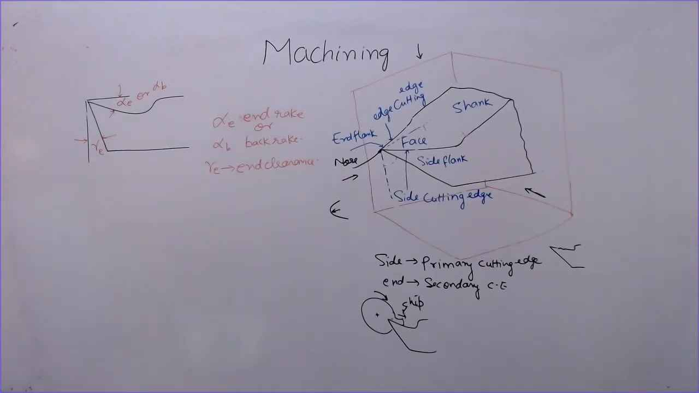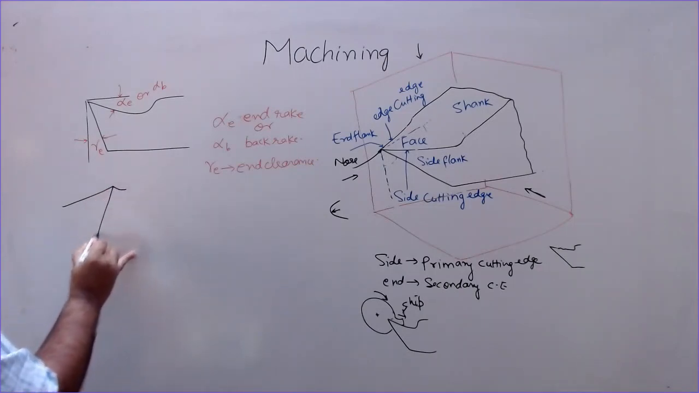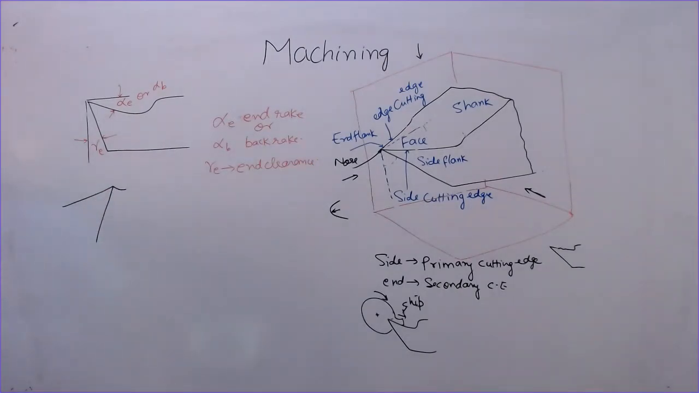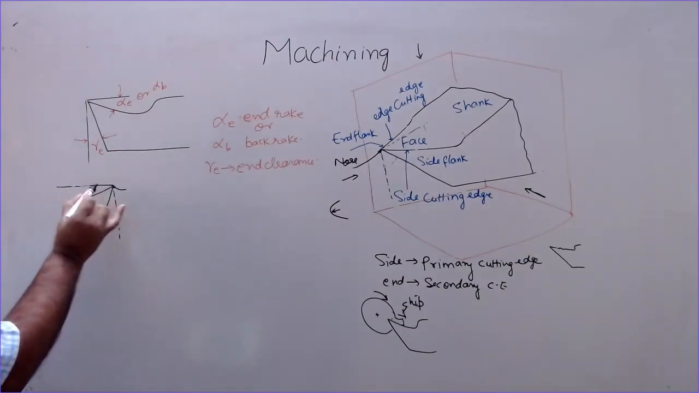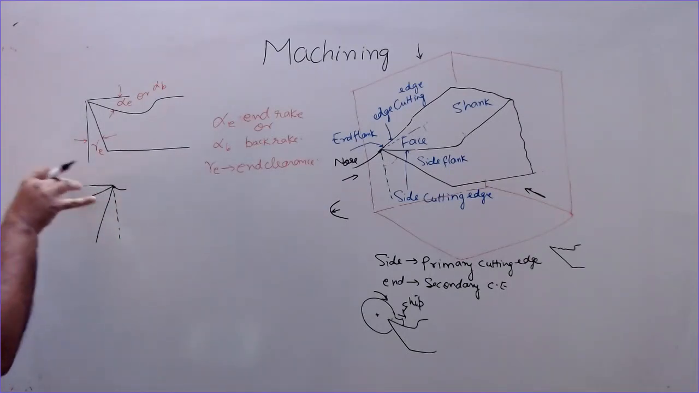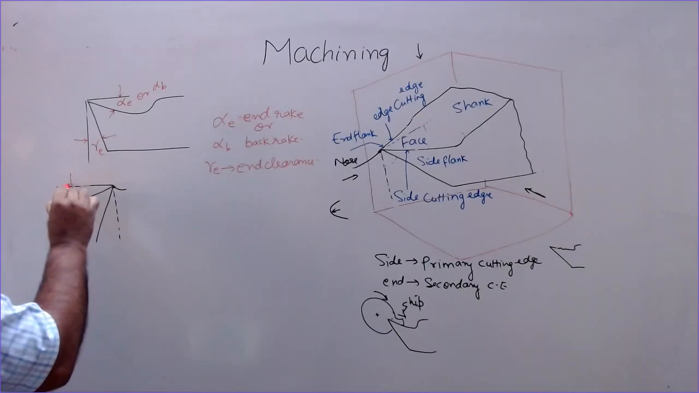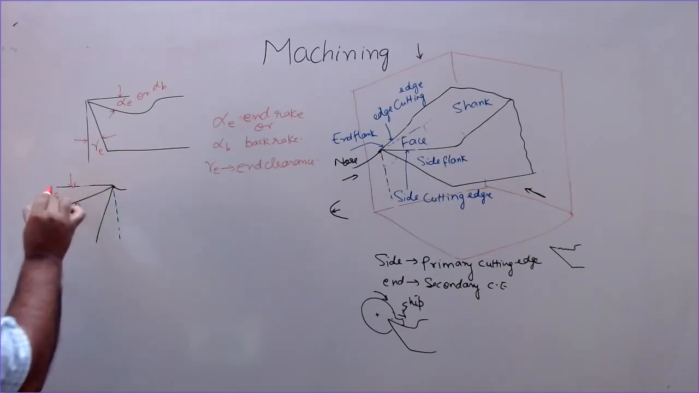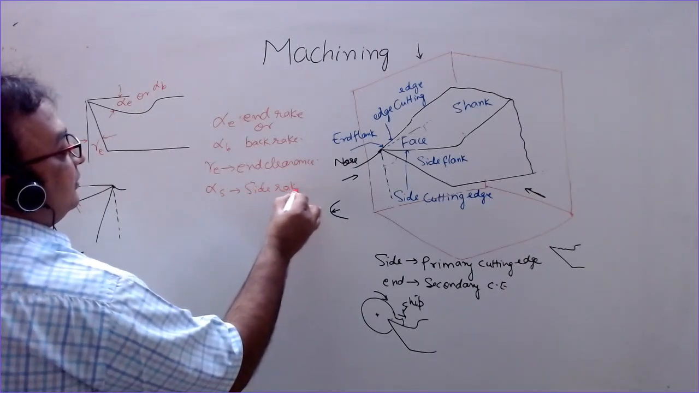Then we have another view. If you see it from the side, from this side, then it will look like this. The rake surface is inclined to this horizontal plane if you see it from this side also. So this rake is called the side rake angle, alpha S. Alpha S is the side rake angle.